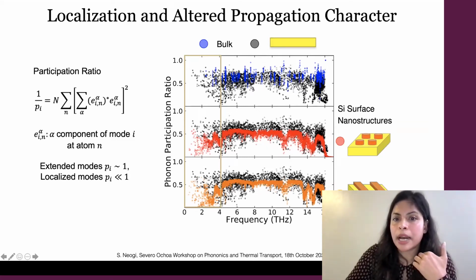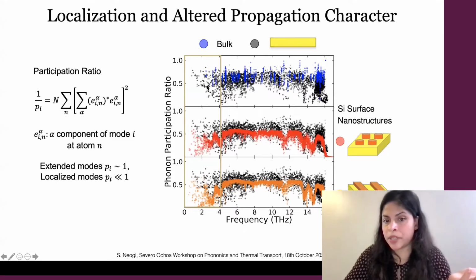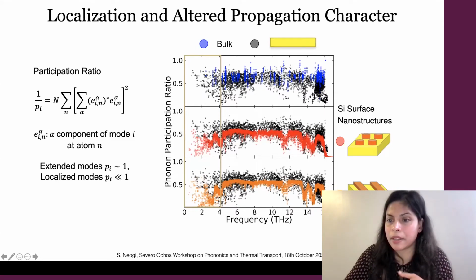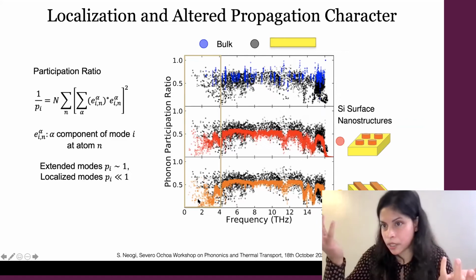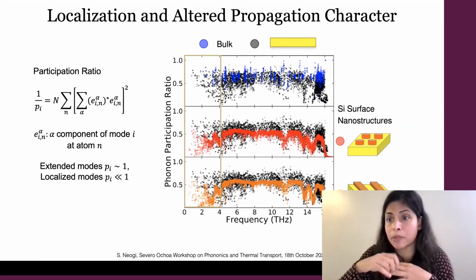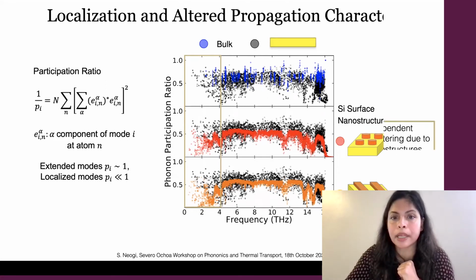So that's what you see here. On average, the bulk and the membrane are on top, with high participation ratio. But as you have the surface nanostructures, your participation ratio goes down, which indicates that these modes are more localized as you have the surface structures. The displacement diagrams also show us the same thing, that it is more localized there.